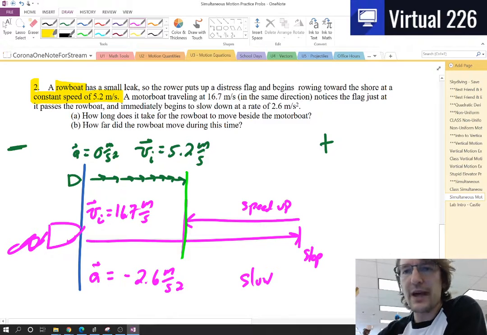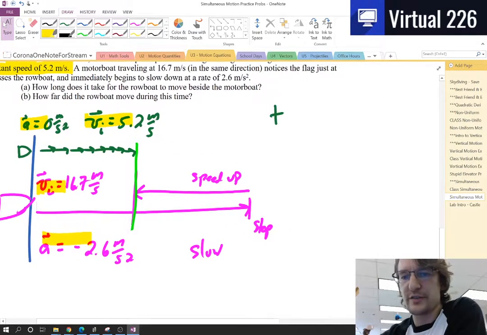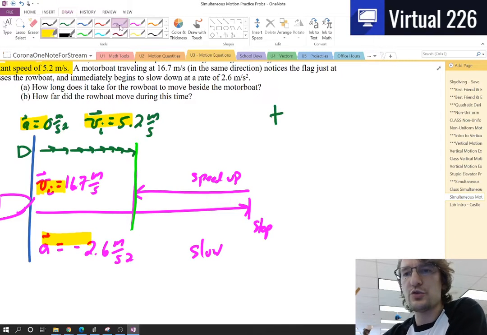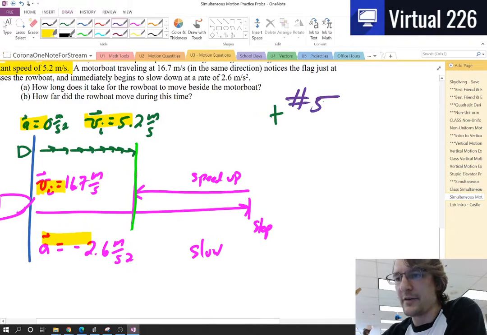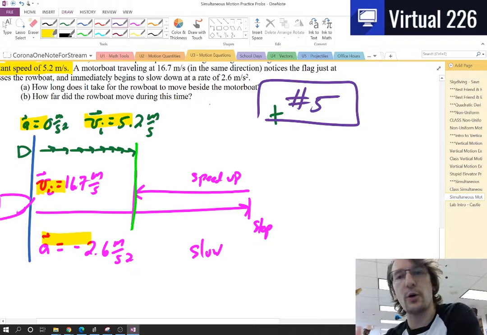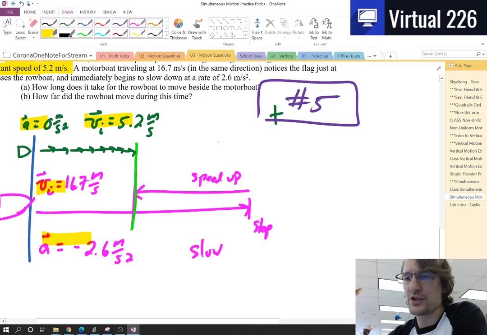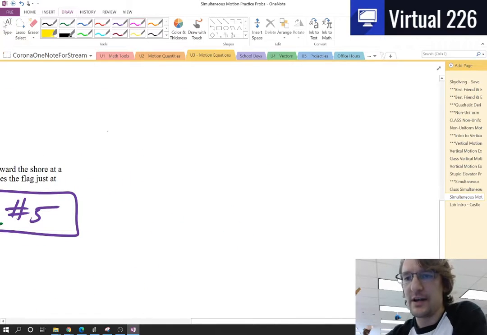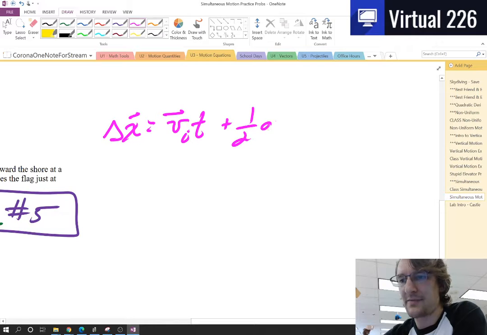Okay, so now we have acceleration and velocities for both objects. And since we have two objects in this type of problem, we are going to use equation number 5 from our best friend, for both the rowboat and the motorboat. If you don't have a best friend, equation number 5 is the one that looks like this for motion equations. It is delta x equals the initial velocity multiplied by time plus 1/2 at squared. And if you don't know where that's from, you should check out Teach You Again. But that's the equation we're going to use.